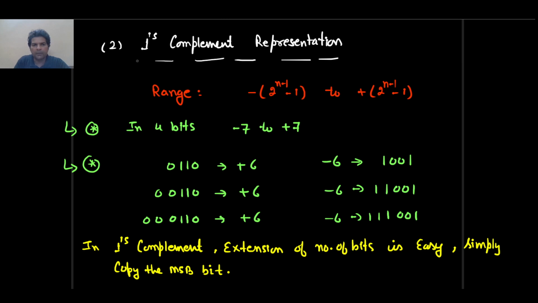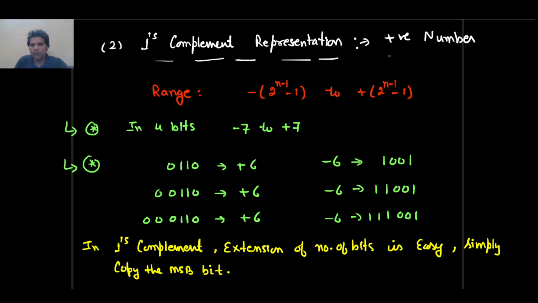Next, the second one is the ones complement representation. In ones complement representation, a positive number is represented the same way as we have represented in the sign magnitude representation. Again I am repeating, in ones complement representation, a positive number is represented the same way as in the sign magnitude representation.